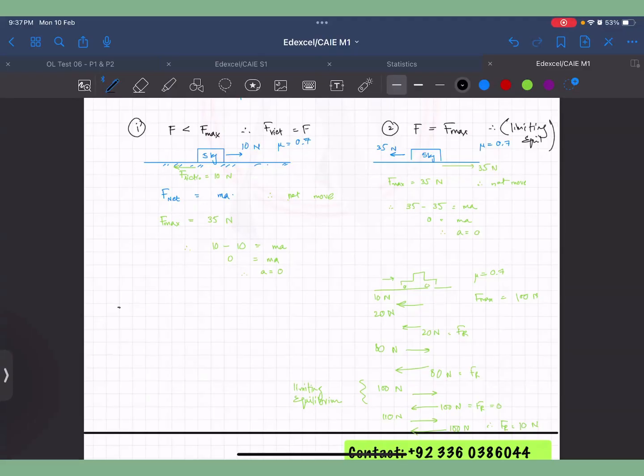And the third one is when your force is greater than the maximum force of friction. In this one, your car or the object would start to move. Let's suppose now you are pushing it with 50 Newton force, but the friction is the maximum friction that can be applied. We have calculated it to be 35.